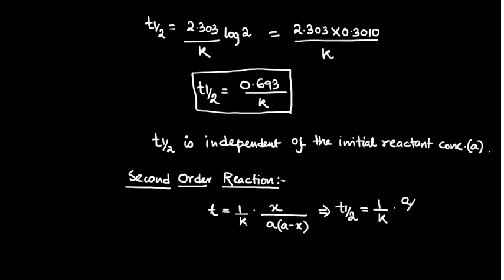So after the reaction has proceeded to half its initial value, X becomes A by 2, and similarly A minus X is also A by 2. So this and this cancel. So what are we getting? T half is equal to 1 by K into A, right? So from here what we can say is that T half is proportional to 1 by A.